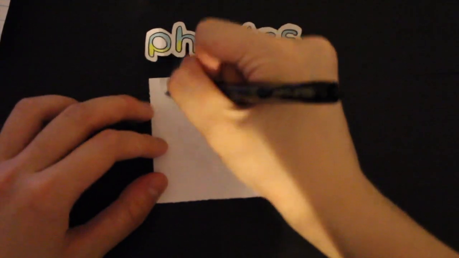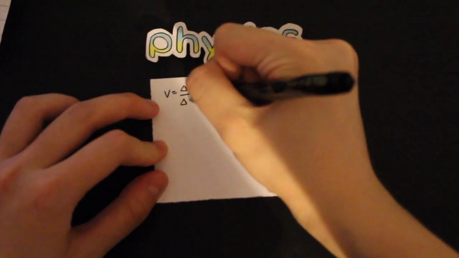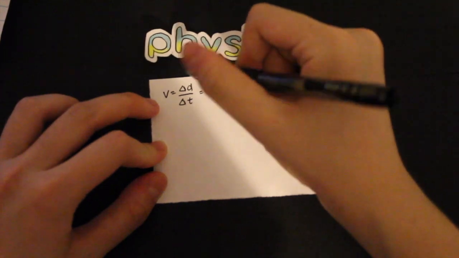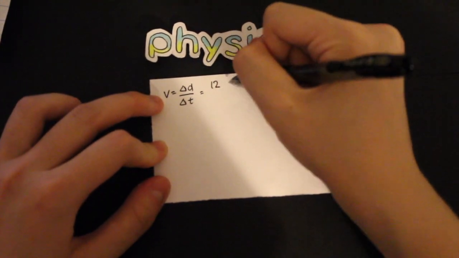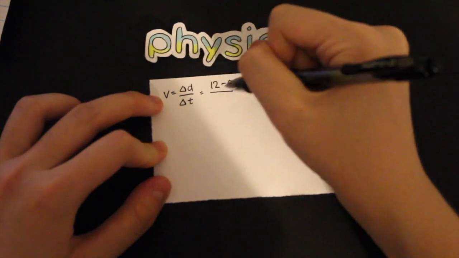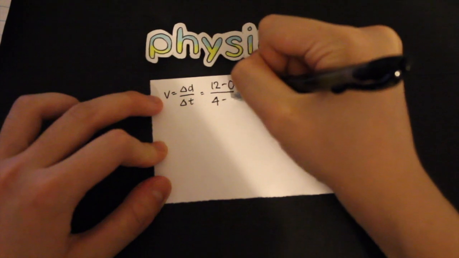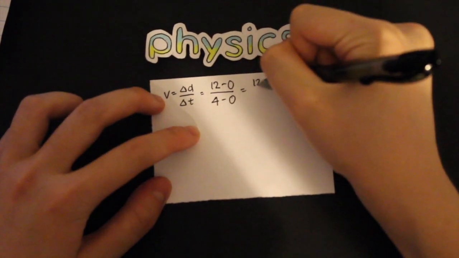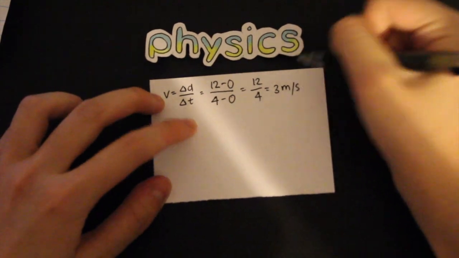Let's start out by writing the velocity equation. v = Δd / Δt. And since we know our final displacement is 12, then we subtract it with 0, our initial displacement. Then our final time is 4, our initial is 0, and that equals 12 over 4, which means our velocity is 3 meters per second.